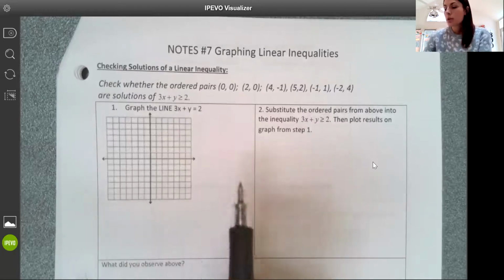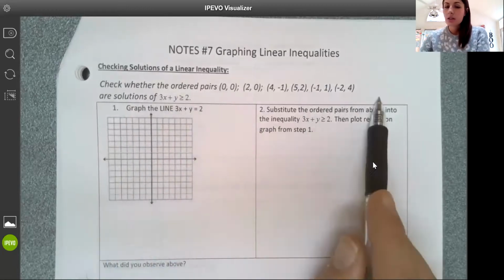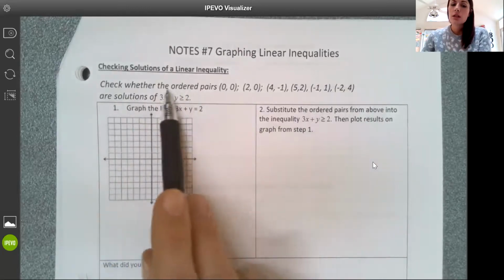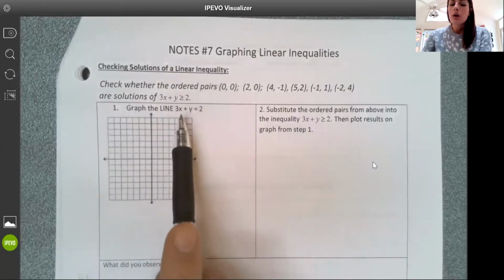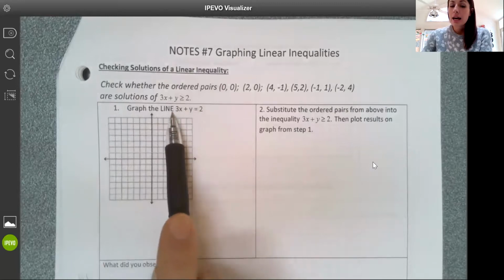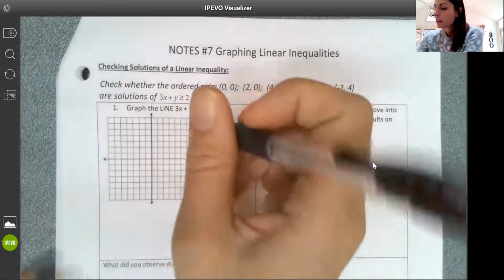So first thing I want to do, so it says check whether these ordered pairs, and it lists a bunch of ordered pairs, are solutions for this inequality. And we'll do that in a minute, but before we look at that, I want to go ahead and just graph the line. Okay, so not an inequality, just here's a line. We've been doing this for a while now.